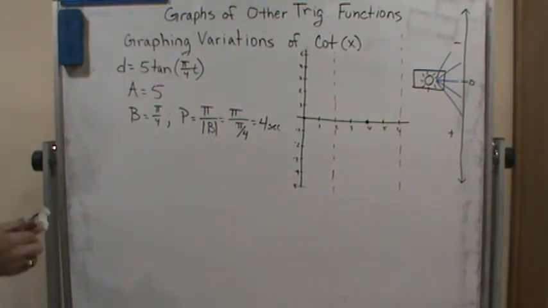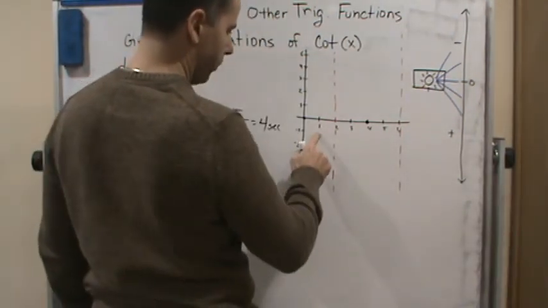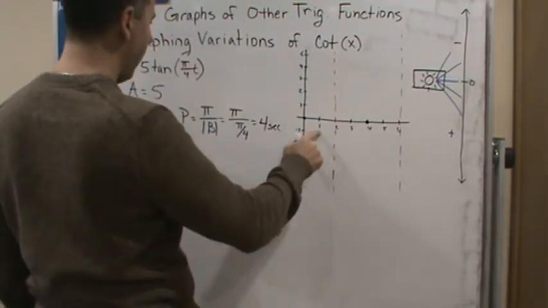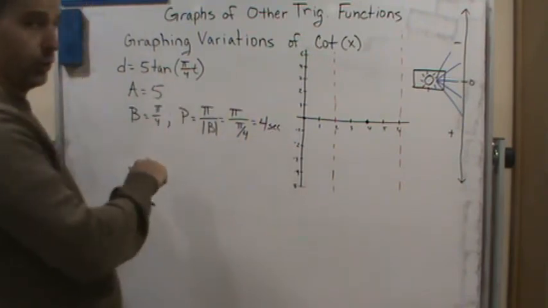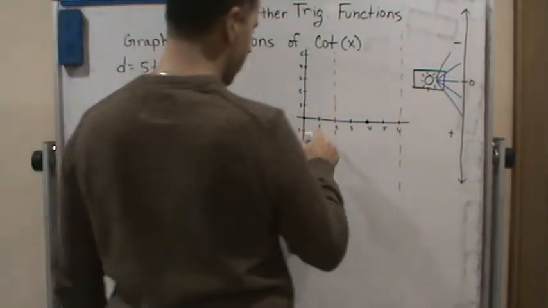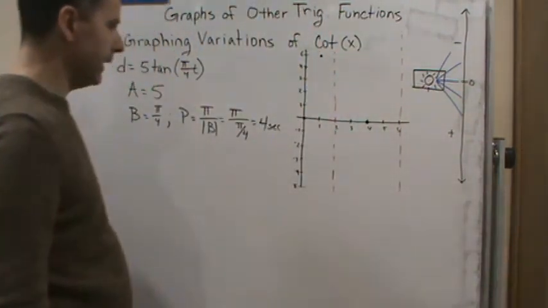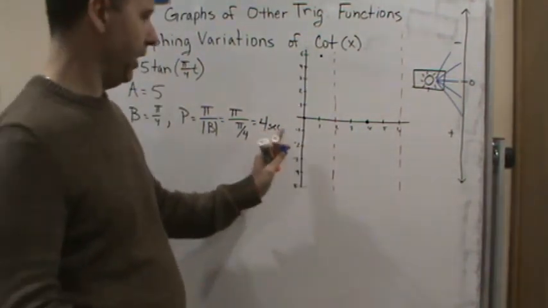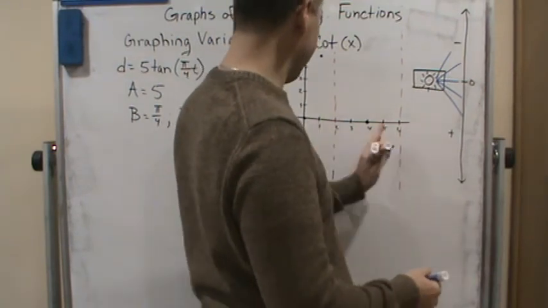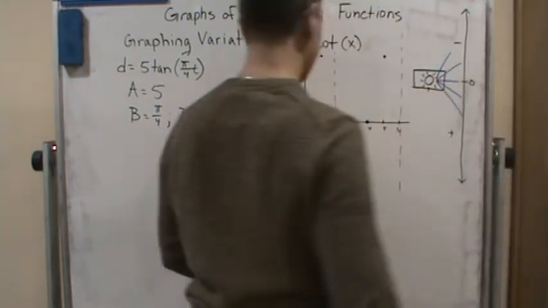Now, what's the behavior of this thing like? Let's plot a point. Remember, we can do the quarter points here. So at 1, this is going to be pi over 4, which is a 45-degree angle, and we know that the tangent of a 45-degree angle is 1. So we know we're going to have 5. At 1, it's going to be at 5. Now, we also know that every period, every 4 seconds, it's going to repeat. So at 5 seconds, it's going to be at 5.